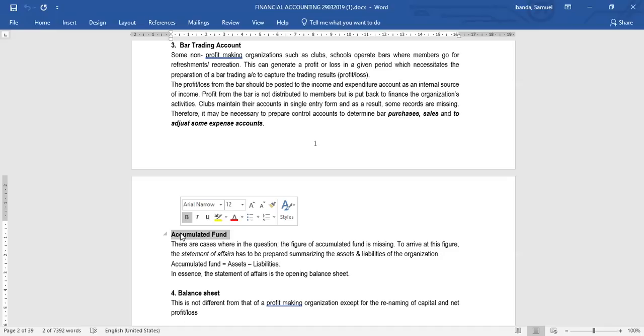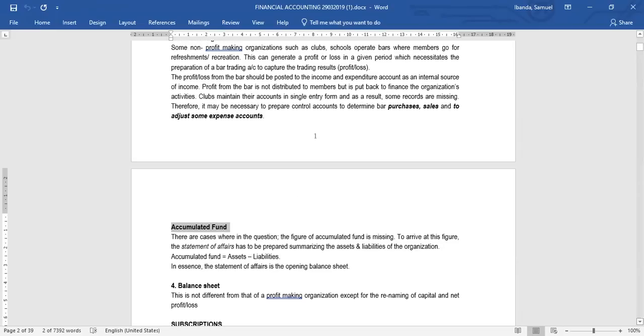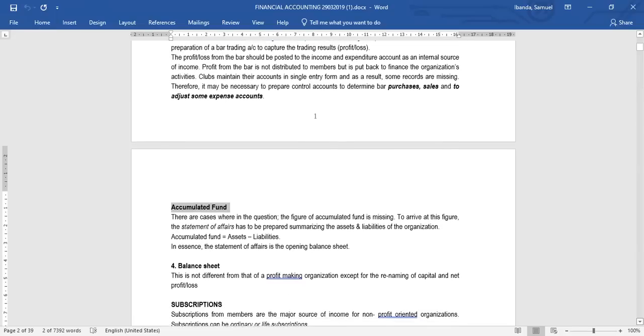Now, a statement of affairs looks a bit similar to a statement of financial position, but it's basically just used to compute the accumulated fund, which is the same thing as assets less liabilities, just like the way capital is. If you remember the accounting equation, when we are computing capital, we do assets minus liabilities. Okay, so we shall see how a statement of affairs looks, but it's just a list of assets and liabilities being subtracted together to determine the accumulated fund.